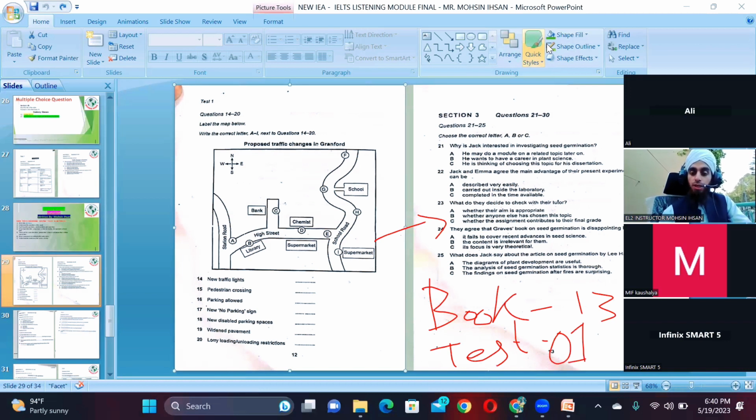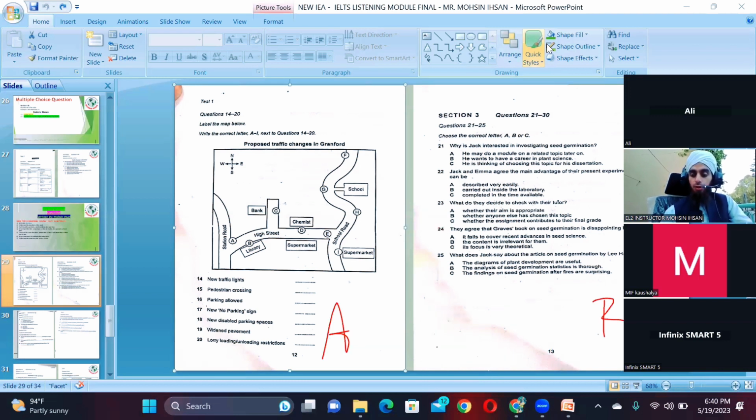I'm going through the same way as you would be confused by, in listening section 3. What do they decide to check with their tutor? Okay. Now, listen, A. And let's take now B. Or let's take now A and Fatma, F.